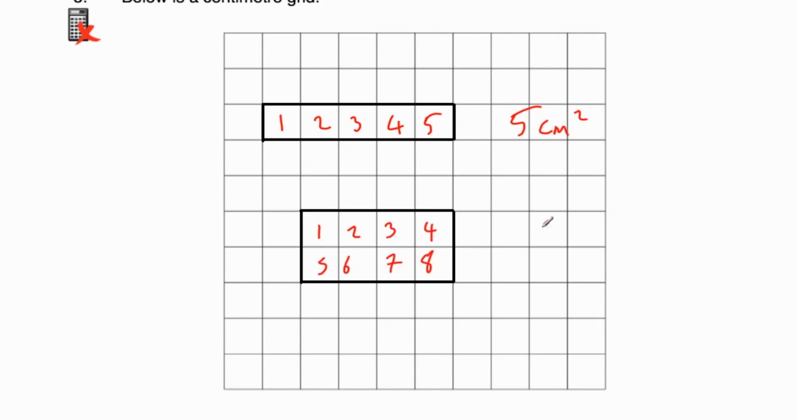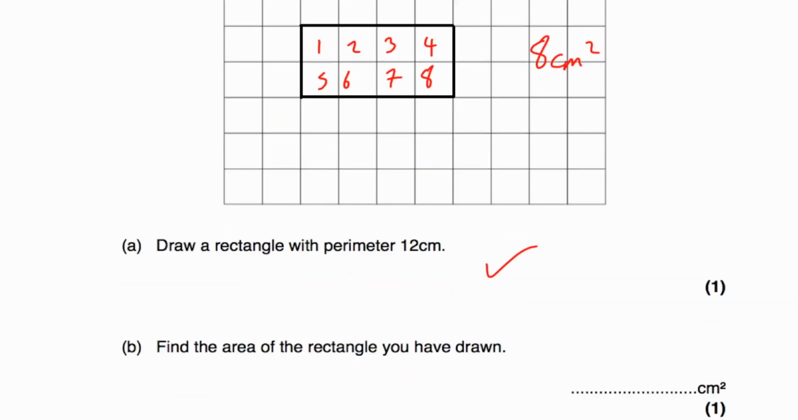So the area of that rectangle would be 8 centimetres squared, and so on. So depending on which type of rectangle you drew for part A will depend on what answer you'll get for part B. And there's two possible answers if you drew either that one or that one. Okay, let's have a look at our next question.